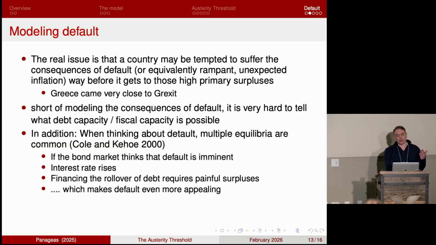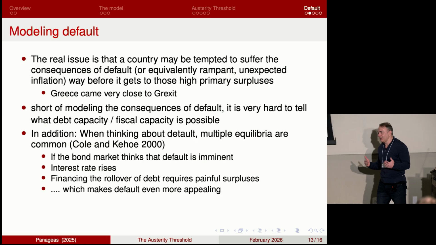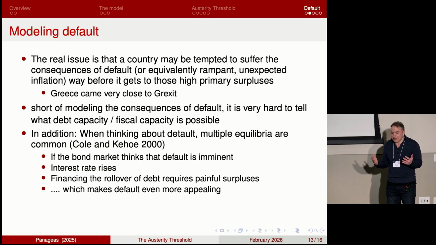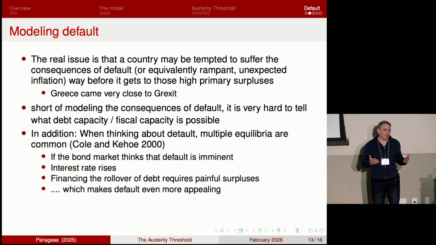And so what I'm trying to say, I guess, here is that maybe not in this paper, but we should start thinking a little bit more along the lines of, the issue is not how much debt we could in principle sustain. The issue is how much would we want to sustain, okay?